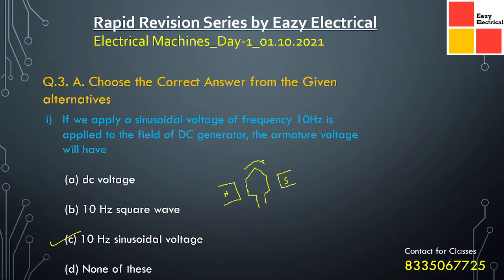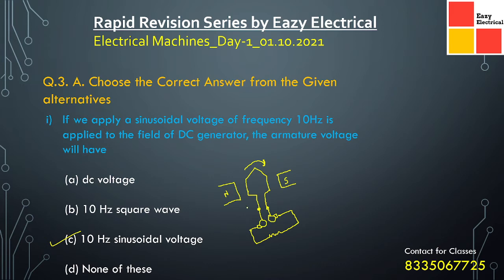Suppose here we are having a north pole and here we are having a south pole. Now if I rotate this, a voltage will be generated here, and this voltage is basically AC voltage. But after that we connect it through a slip ring arrangement, nowadays we can say commutator. So a commutator or slip ring arrangement is used, and from that we connect a load across this terminal.